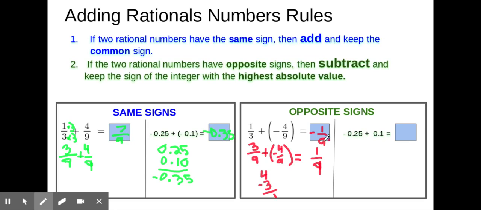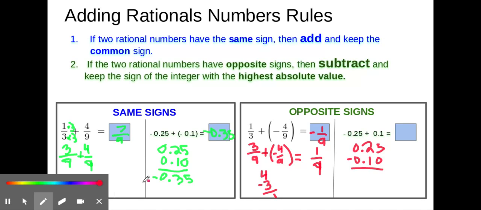All right, and then it's the same idea with our decimals. I have negative 25 hundredths plus 1/10. So this time, instead of adding, I'm going to subtract, right? So I have 25 hundredths minus 0.1. I added a 0 on the end just as a place value holder. Okay, so I have 5 minus 0 is 5. 2 minus 1 is 1. And then we have a 0 over here.